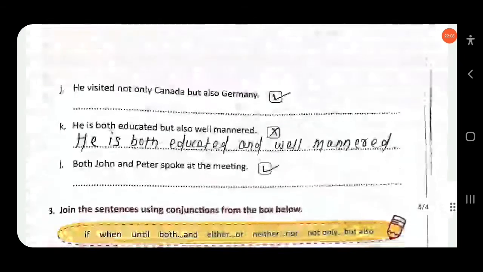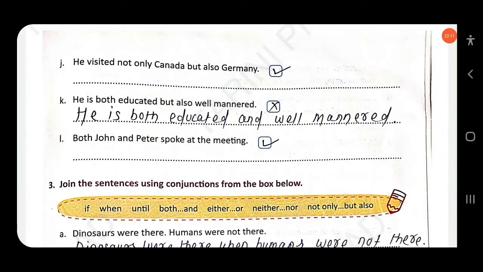Clear? The next one, "He visited not only Canada but also Germany." Here the use of conjunctions is correct. He visited Canada. He visited Germany. He visited not only Canada but also Germany. This is correct.